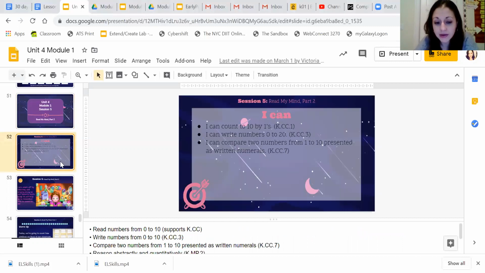So like always, I hope you could take aim at the target and we're gonna say the I can statement together. I can count to 10 by ones. I can write all my numbers 0 to 20, and I can compare numbers from 1 to 10, and I can say which is greater than, and I can say which is less than. So if you could let your arrows go, and I hope you said the I can statements while I said it, so you guys know what we're learning today. We're going to learn all about writing numbers, and we're going to compare greater than and less than. And you're going to guess the numbers that I'm thinking.